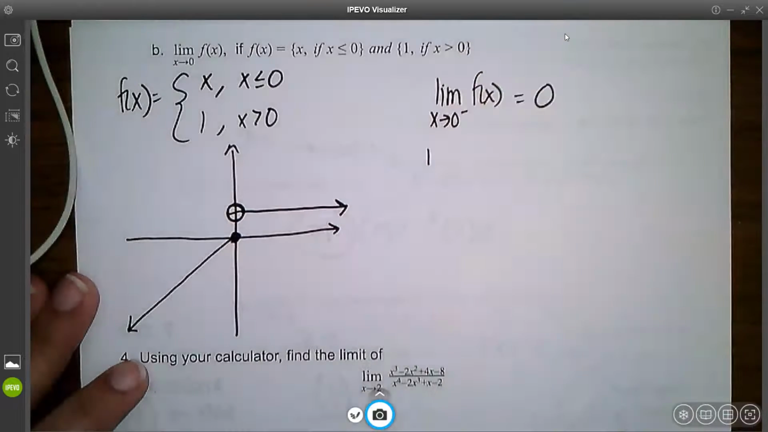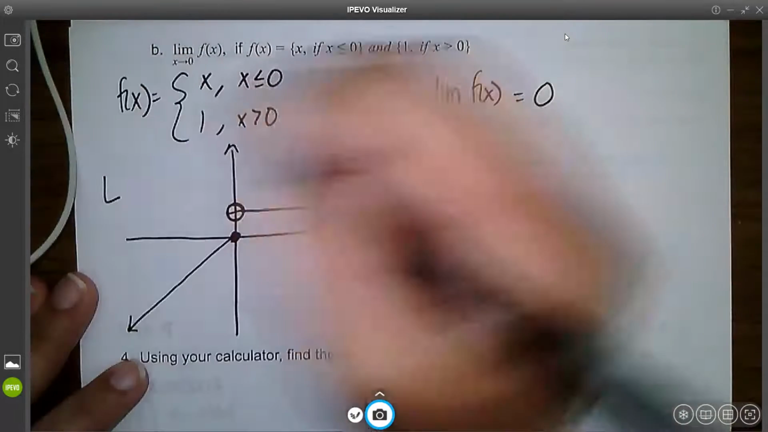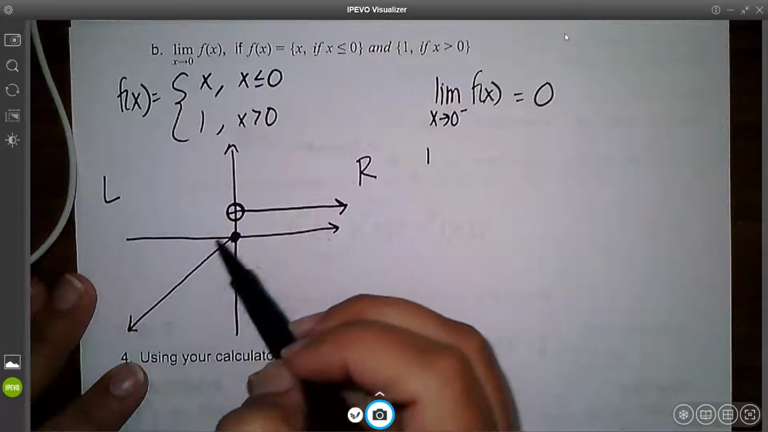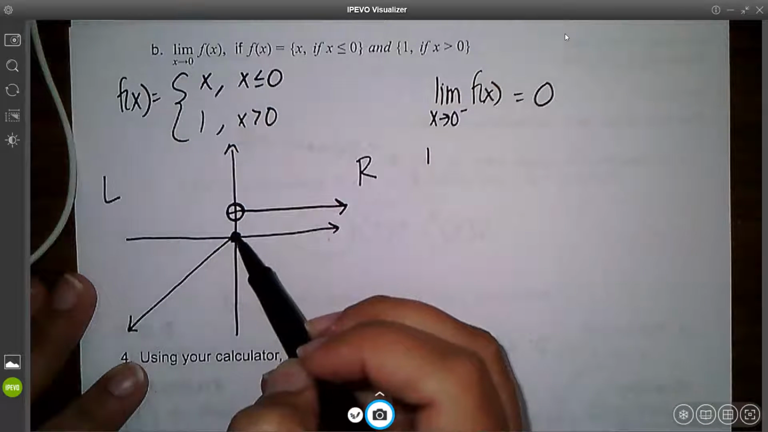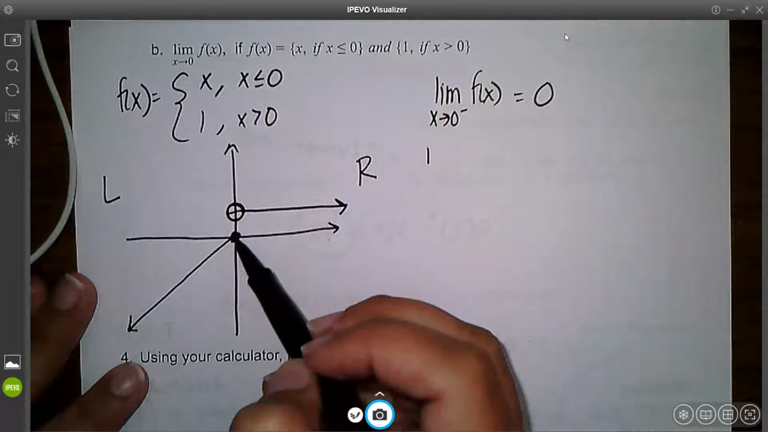Okay, so can you do that again? I'd like to understand the difference in the left. From the left, this is left, this is right, right? So from the left, we're looking at where our function is headed as it gets to 0 from the left. To 0. Stops at 0. It actually has that point at 0, so it's 0.